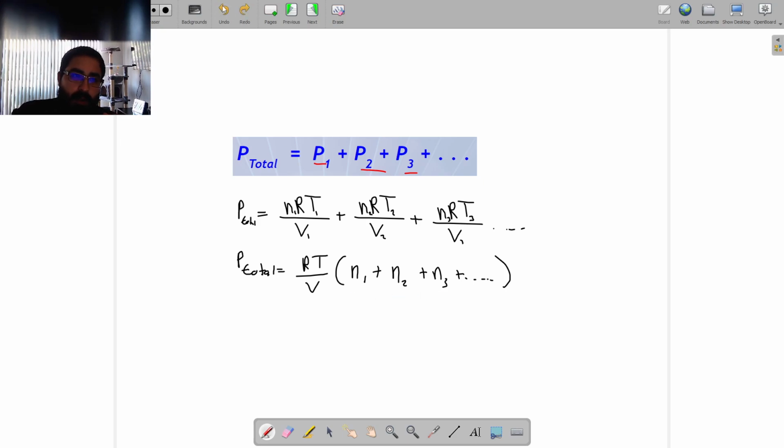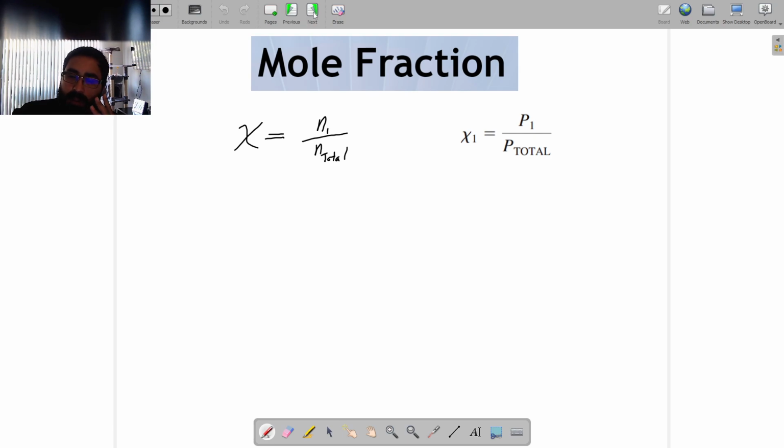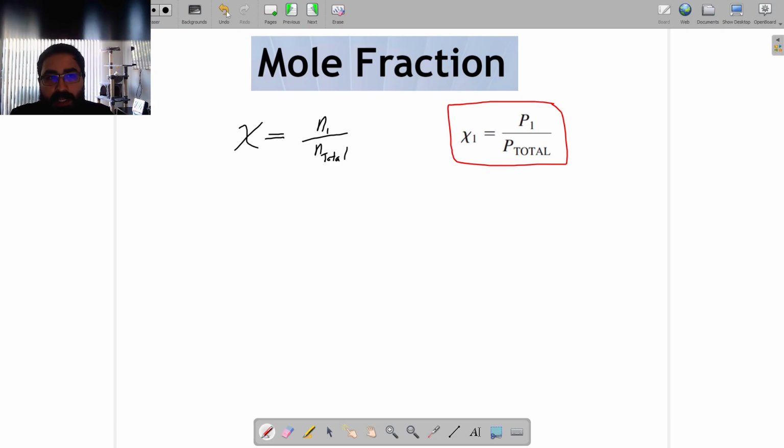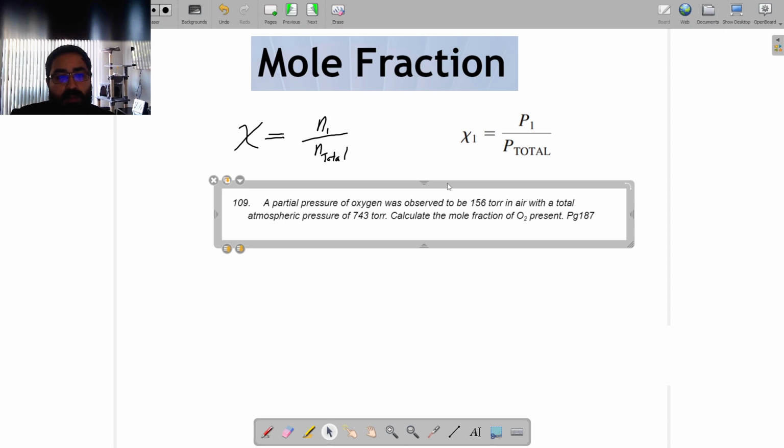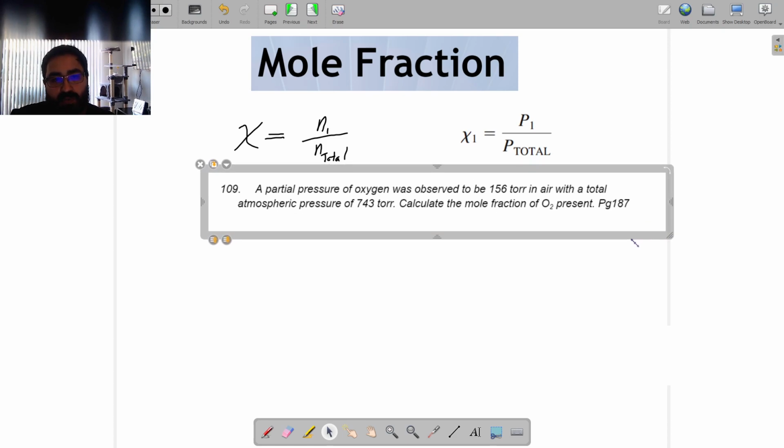So with this relationship, that pressure is related to moles, it gives rise to the idea that each gas contributes its own portion of pressure depending on how many particles there are of that gas. So each gas has a ratio in how it affects the total. All right, so let's check out a practice problem from the book that uses this mole fraction.